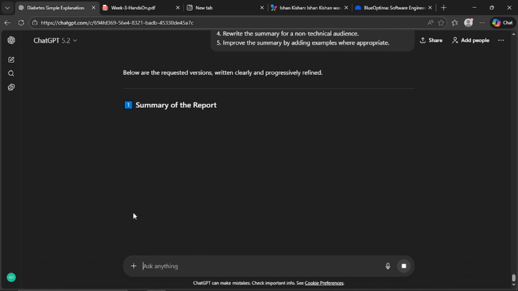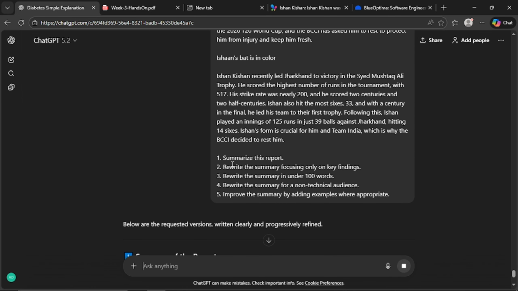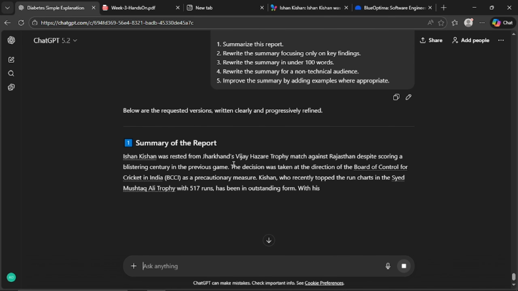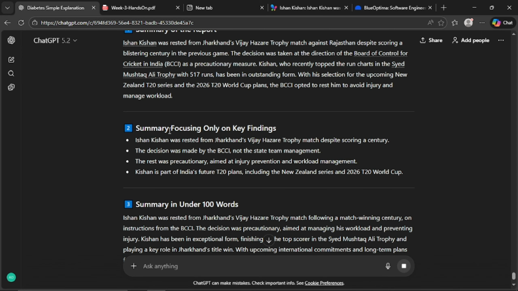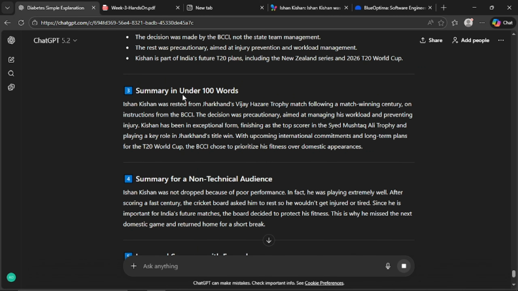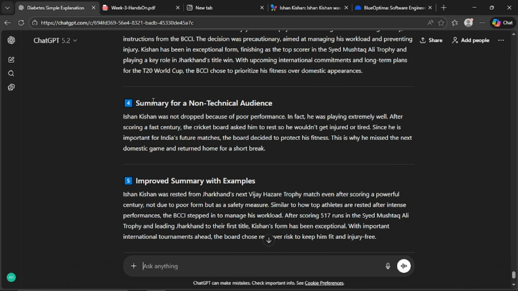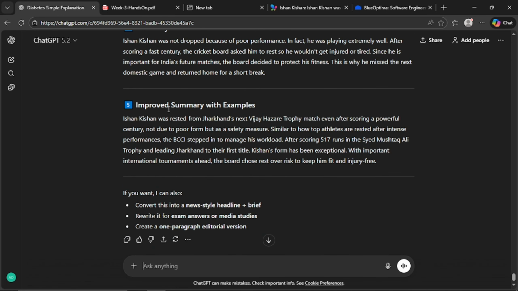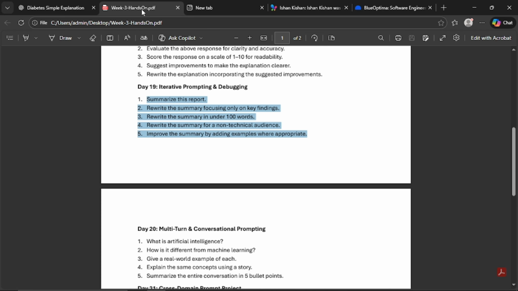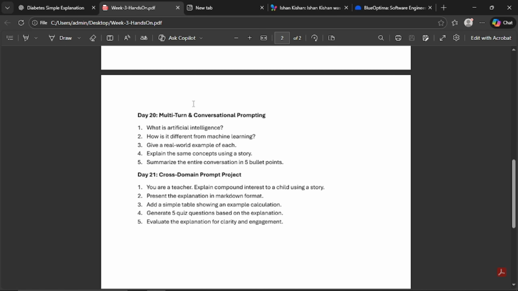So it gives us, based on our input, my first question was to summarize this report. It will summarize, then summarize focusing only on key findings, summary in under 100 words, summary for a non-technical audience, improved summary with example. So this is how you can actually do iterative prompting.